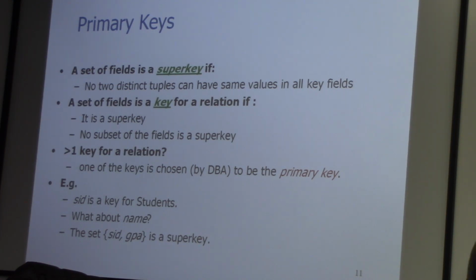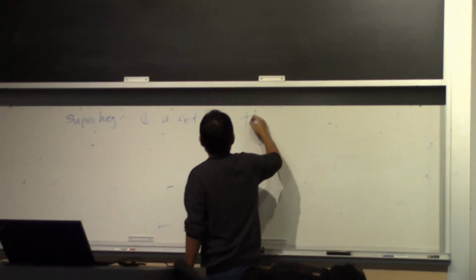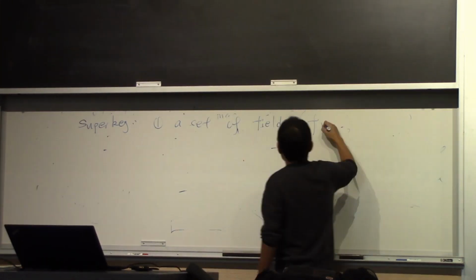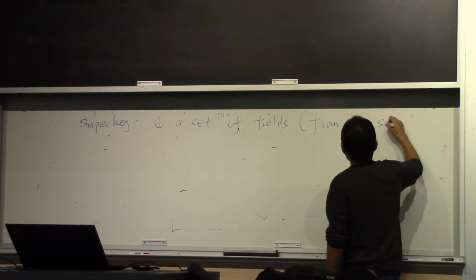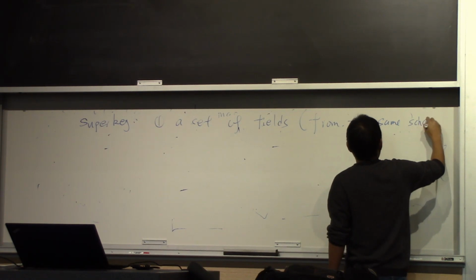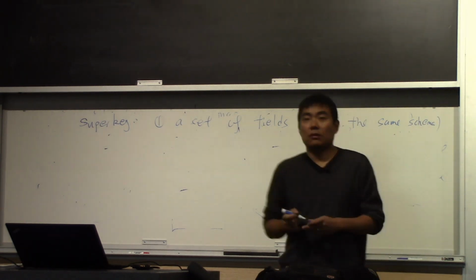First of all, let's look at the definition of keys. We say a set of fields is a super key if no two distinct tuples can have the same values in all key fields. So that's the definition of super key. If you look at this definition, it has two requirements. First of all, it's a set of fields, of course, from the same schema.